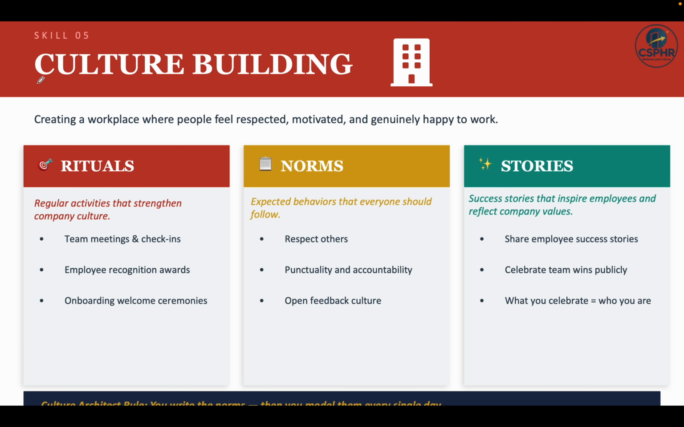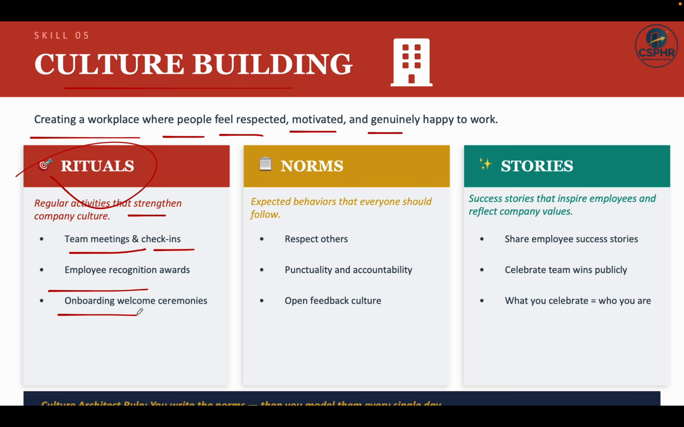Now let's talk about the final skill: culture building. So what is culture building? Creating a workplace where people feel respected, motivated and genuinely happy to work. So you have to create a workplace where everyone wants to work for the company. Rituals mean regular activities that help to maintain a good culture. For example, team meetings, frequent employee recognition, and an onboarding welcome ceremony. So these are the things you can arrange.